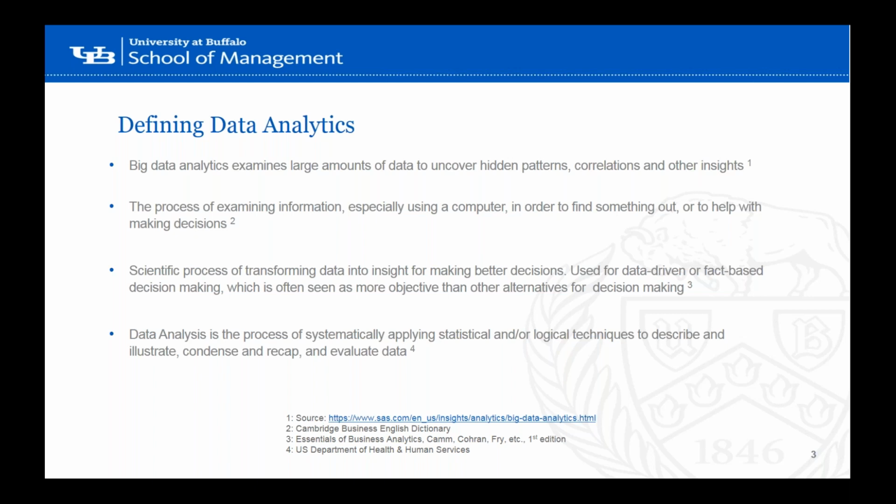So first, to define data analytics, I pulled a couple of different definitions from different sources. The first one comes from SAS, which is a software provider. I pulled some from the English dictionary and some different textbook resources. But there are some common themes throughout the various definitions. There are large amounts of data. That is one of the drivers behind this: organizations are collecting vast amounts of data.